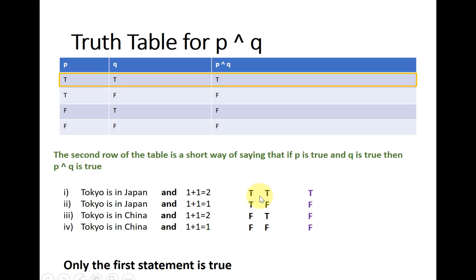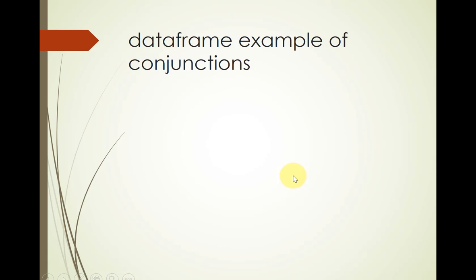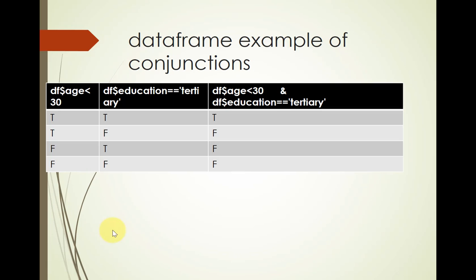So when we have TT, we have T, we have TF, we have F. So this is the same thing as here for the AND connector, or the conjunction. Okay, so let's take a look at a data frame example of a conjunction. Well, we already did that, but let's put it in the truth table format.